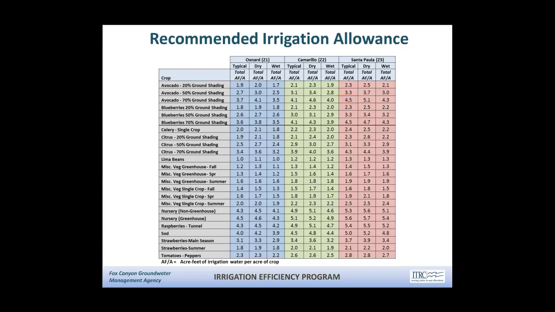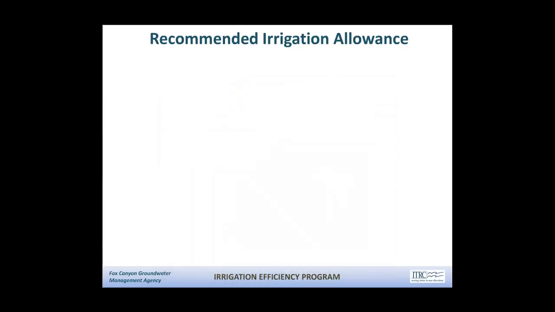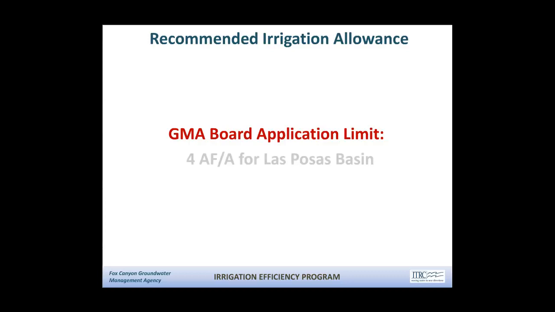It is also important to note that despite the allowance values in the tables, for the Las Posas Basin, the GMA board has set a water application limit of 4 acre-feet per acre. If that value is exceeded in that area, a surcharge is assessed by the FCGMA. Please contact the FCGMA for more information.